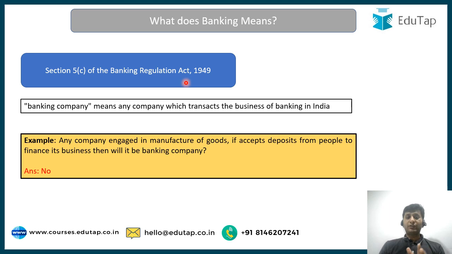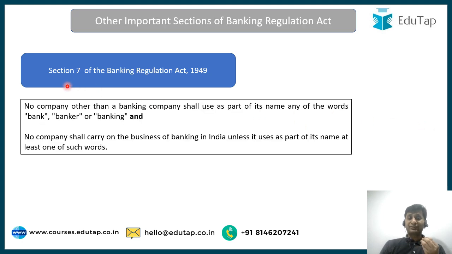Now, since we have got into the Banking Regulation Act, let's try to understand some more important sections of the Banking Regulation Act. Section 7 of the Banking Regulation Act says that no company other than a banking company, that is, only a company which is engaged in the banking business, can use in its name words like bank, banker, or banking. That is not allowed.